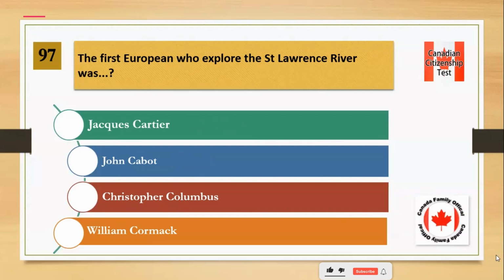The first European who explored the St. Lawrence River was Number 1, Jacques Cartier. Number 2, John Cabot. Number 3, Christopher Columbus. Number 4, William Cormack. And the answer is Jacques Cartier.